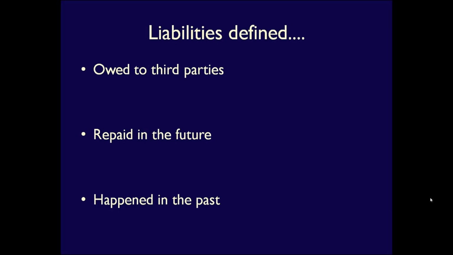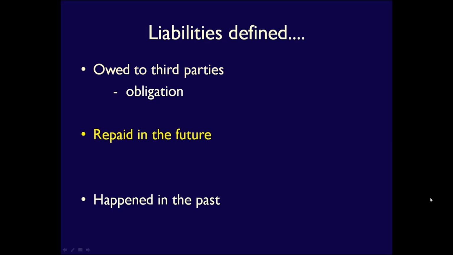Again, let's go through each of these characteristics individually. First, liabilities are owed, an obligation or debt. Important also is that they are owed to third parties, individuals or groups who are outside of the business. A personal example of a liability is the student loan you might owe as a debt to the bank.